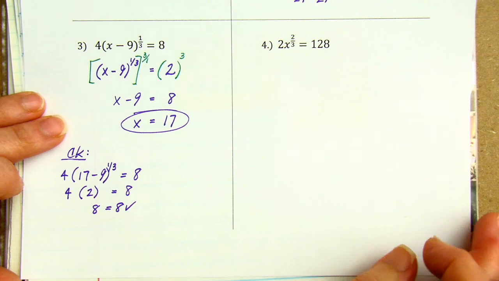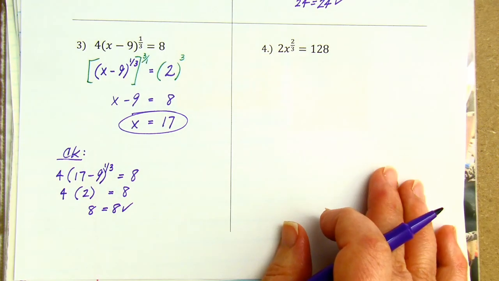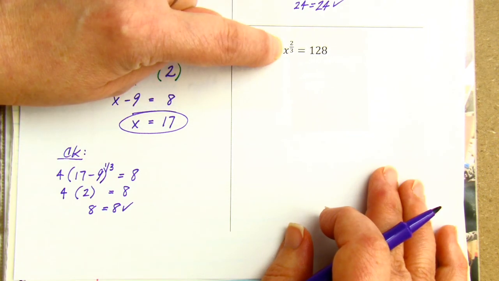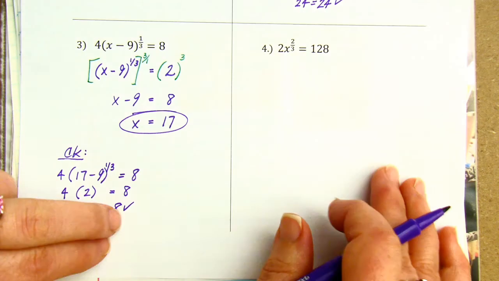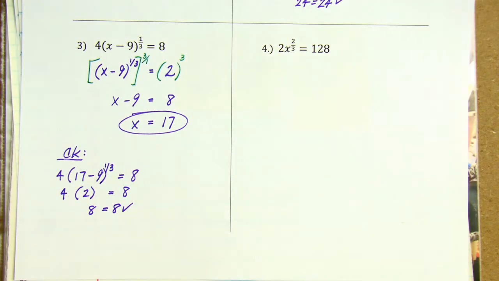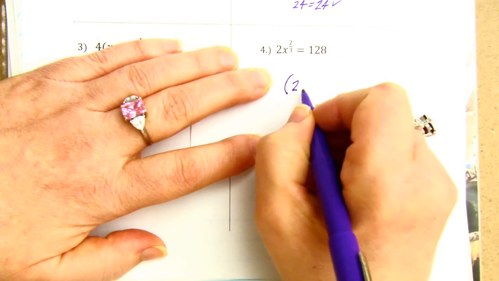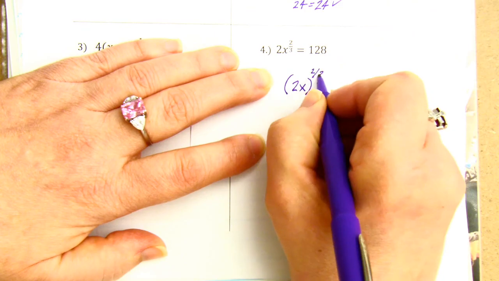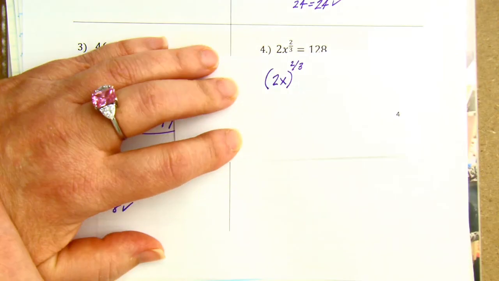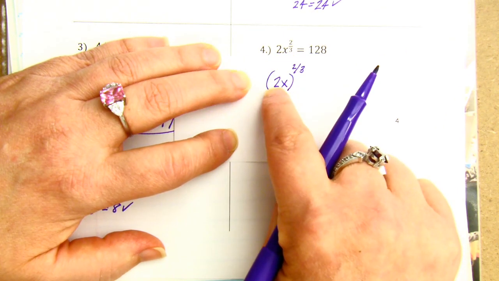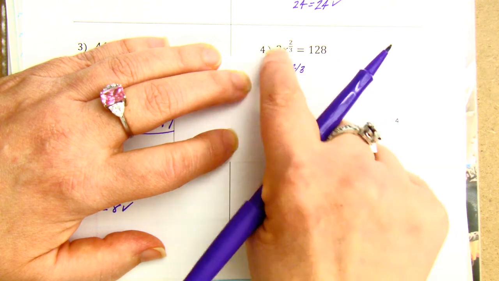All right, the next one. A couple of different things, because what's being raised to the power is not a quantity this time. So that's different. But remember, only the x is being raised to the 2/3 power, not the 2. Because if the 2 was being raised, then it would look like this. So you have to understand the difference between this and this. Here the 2 is included in being raised to that power, but here it is not.